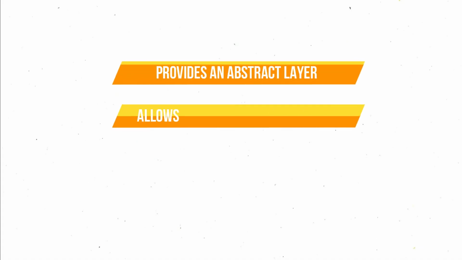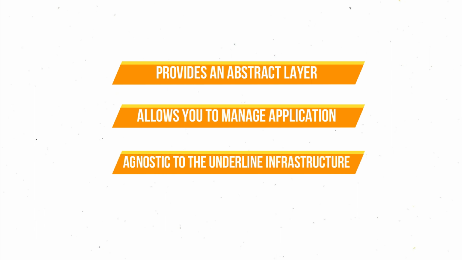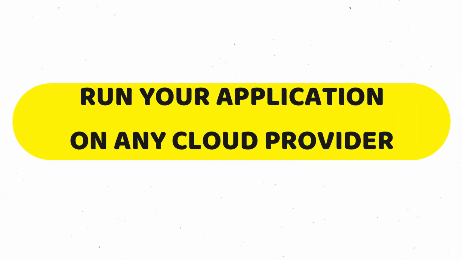Kubernetes also provides an abstract layer that allows you to manage your containerized application in a way that is agnostic to the underlying infrastructure. This means that you can run your application on any cloud provider or on-premises infrastructure and use Kubernetes to manage it.